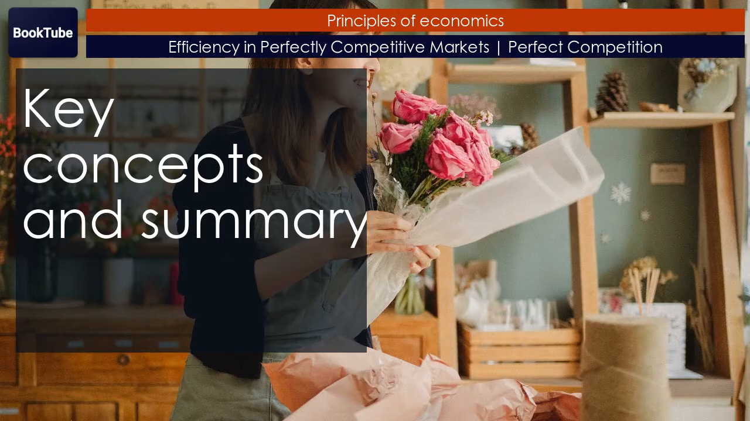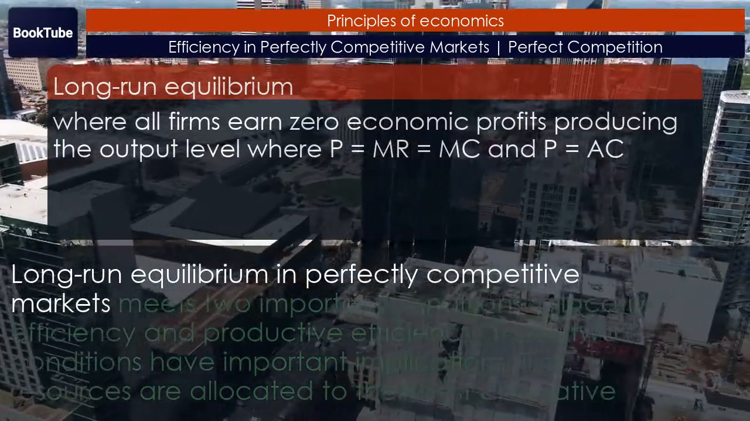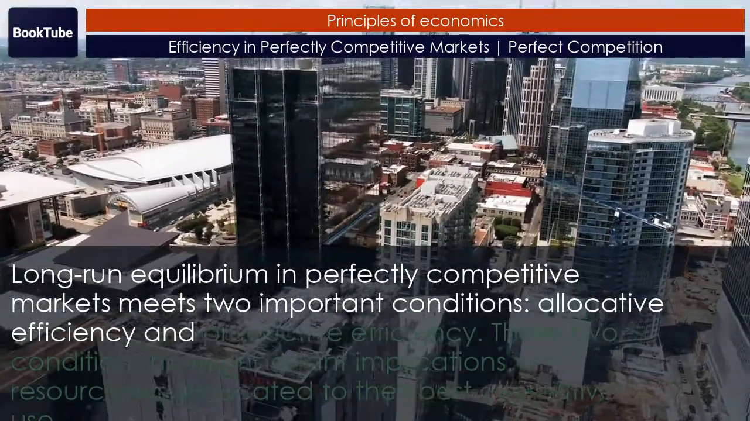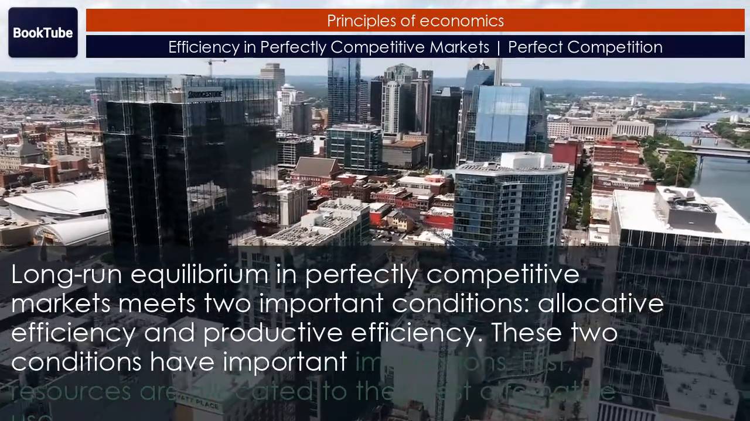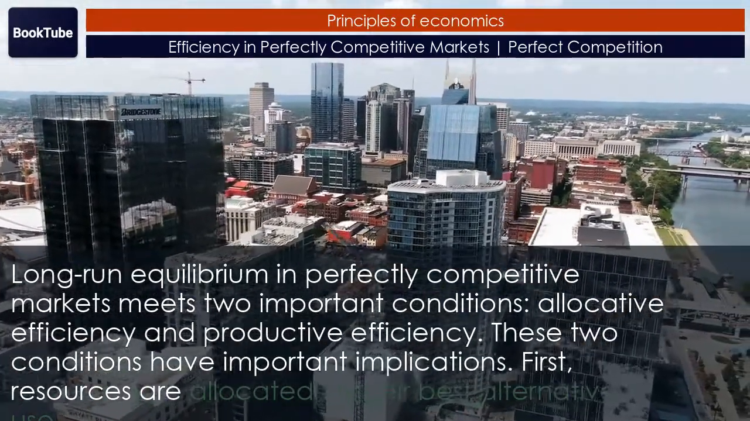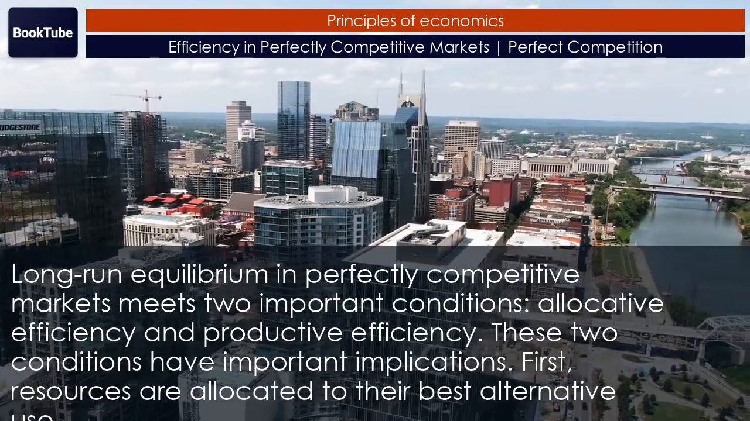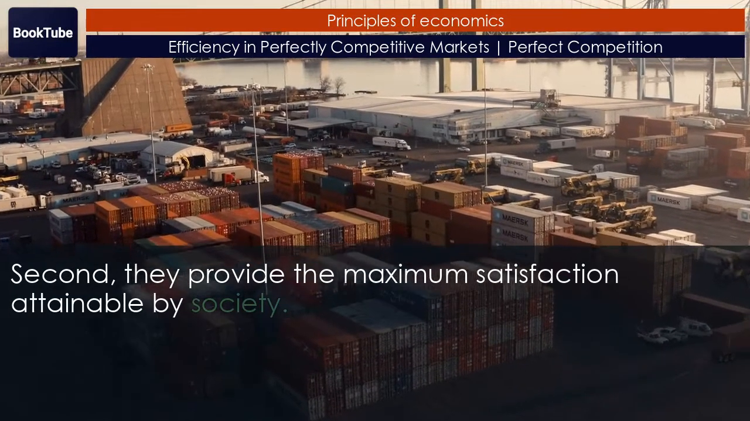Key concepts and summary. Long-run equilibrium in perfectly competitive markets meets two important conditions: allocative efficiency and productive efficiency. These two conditions have important implications. First, resources are allocated to their best alternative use. Second, they provide the maximum satisfaction attainable by society.